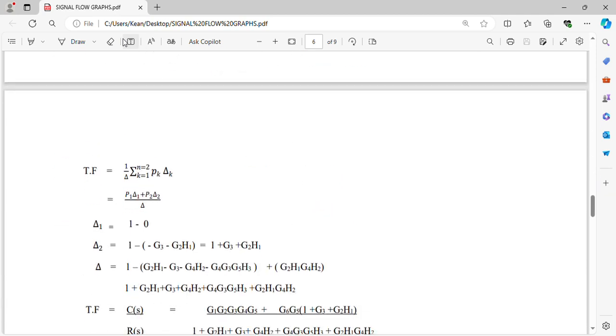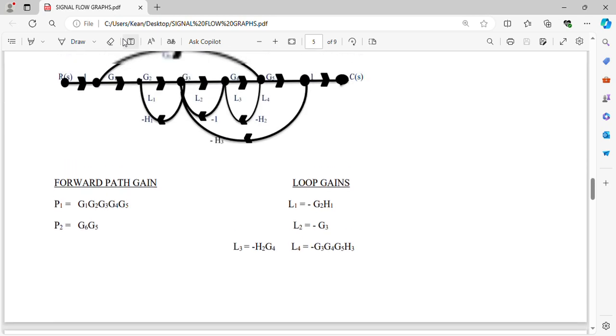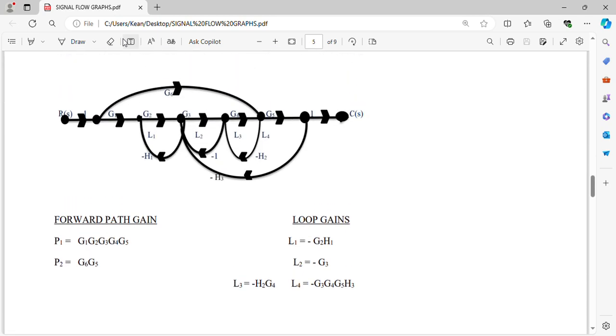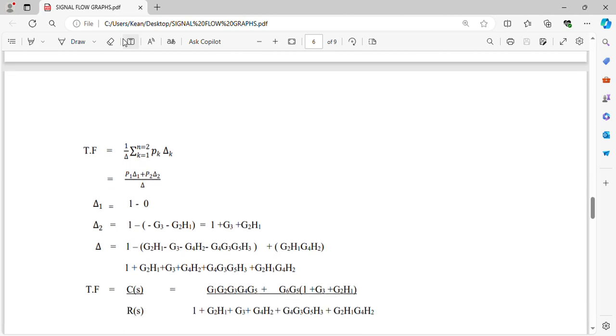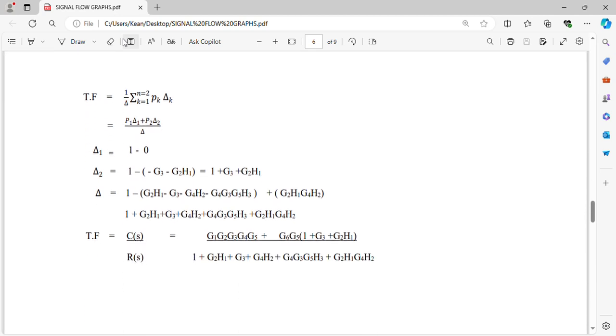If we go to the delta 2 for path number 2, if we remove the second path, we find there are 2 loops that are going to remain, that is L1 and L2, so they must be included after writing the path gain for P2, which is G6, G5 into bracket 1 plus G3 plus G2, H1. These are the loops that remained after you removed the second path. And finally, using the Mason gain formula, you are going to get the transfer function as stated below.